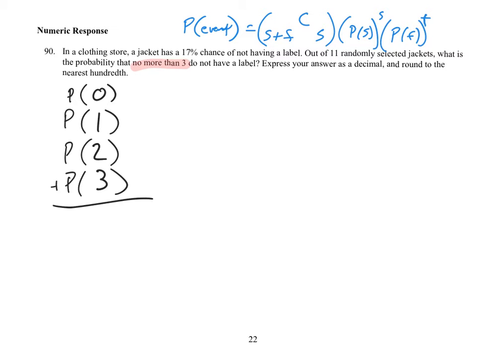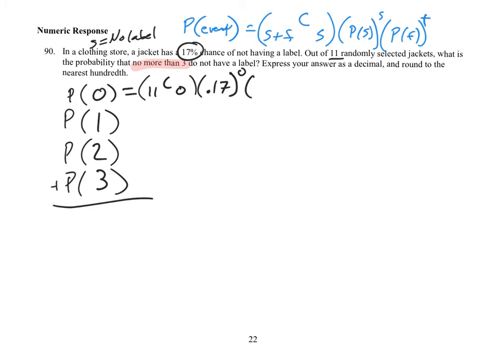The first one's 0. Well, what's the probability that we get 0 with not having a label? Again, successes plus failures, there are a total of 11 jackets. But out of those 11 jackets, we only want 0 of them to not have a label. So 11 choose 0. Now, what's the probability of getting a success? Remember that they tell you right there, it's 17%. In this case, the success is not having a label. That may be worth jotting down: success equals no label. So we're going to say 0.17. And how many times do we want that to happen? We want that to happen 0 times.